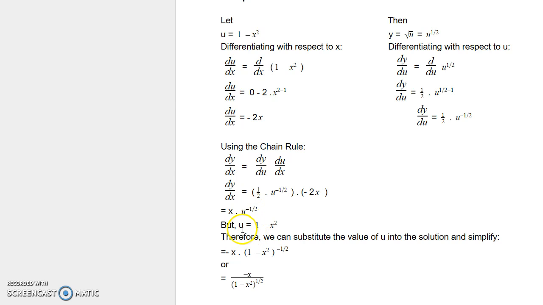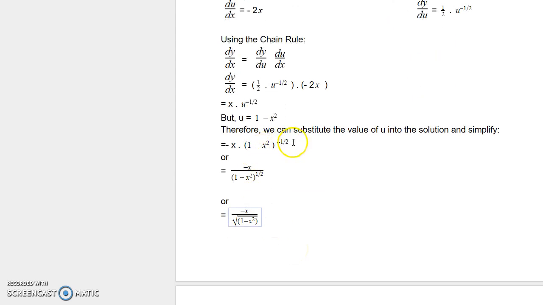of minus 1/2. But we have u as equal to 1 minus x squared. We started by letting u be equal to 1 minus x squared. Therefore, wherever we see u, we're going to substitute the value of 1 minus x squared like that. So therefore, we can write it as minus x times 1 minus x squared, the whole thing raised to the power of minus 1 over 2. We can also express a negative exponent as a positive exponent by bringing it to the denominator. Therefore, we can write this one as minus x divided by 1 minus x squared, the whole thing raised to the power of plus 1/2.